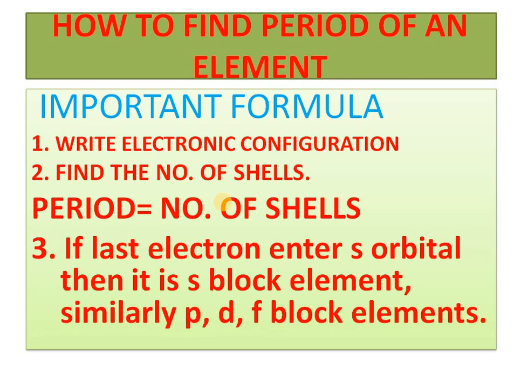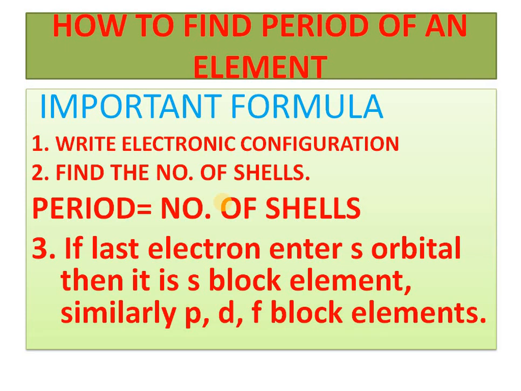I can write the electronic configuration and find the number of shells. Number of shells means 1s2, 2s2, so it means 2 shells are there. Now if you say 1s2, 2s2, 2p6, 3s2, so it means 3 shells are there. So the number of periods will be equal to the number of shells. It means if an element has 3 shells, the period would be 3.